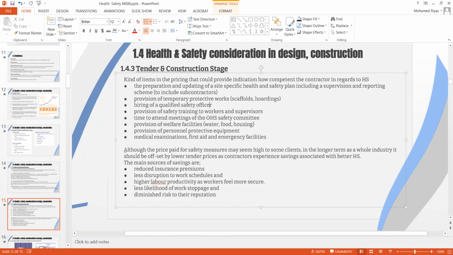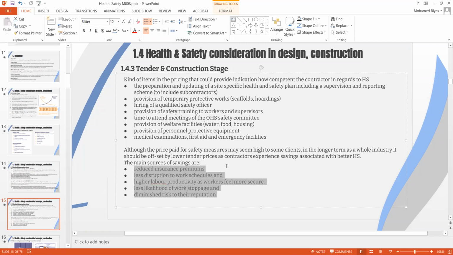So when you achieve the safety standard in a country, what will happen? You will have a main source of savings under five categories. You will have a reduced insurance premium, because the insurance company will not charge you more to provide the policy since you already have a high standard in place. So there will be fewer claims on the insurance, and the premium will be reduced.